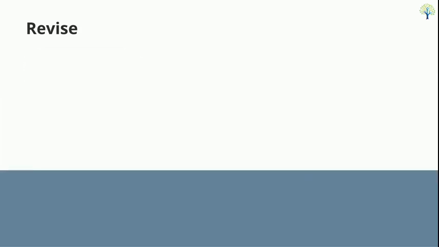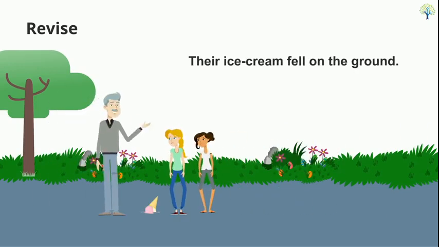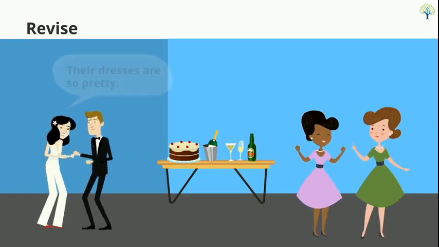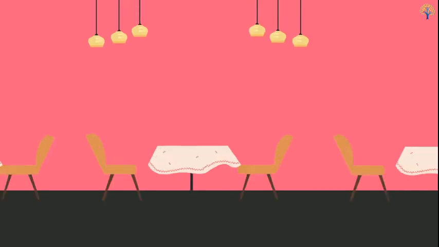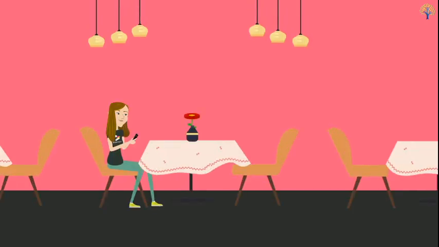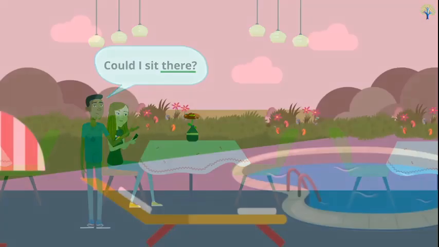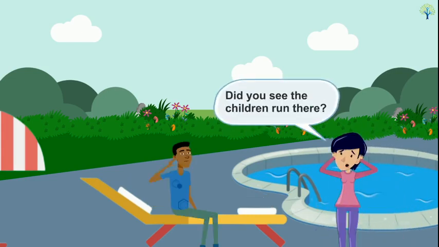Their is used when someone owns or possesses something. For example, their ice cream fell on the ground. Or, their dresses are so pretty. Use there as the opposite of here. For example, could I sit there? Or, did you see the children run there?